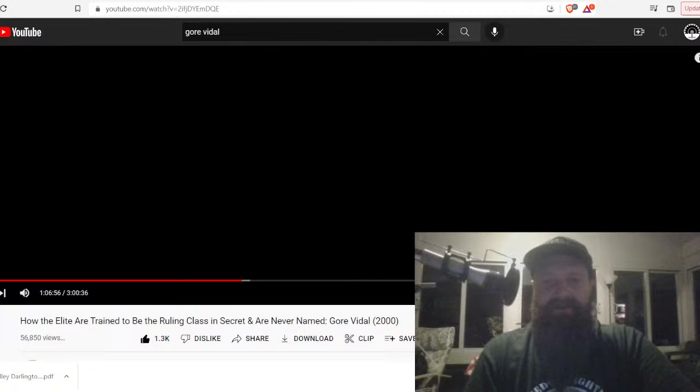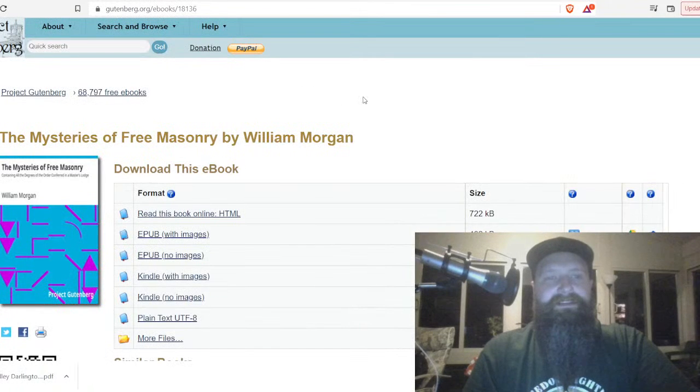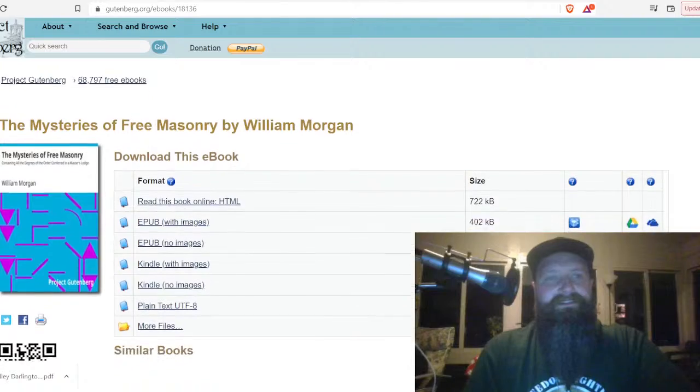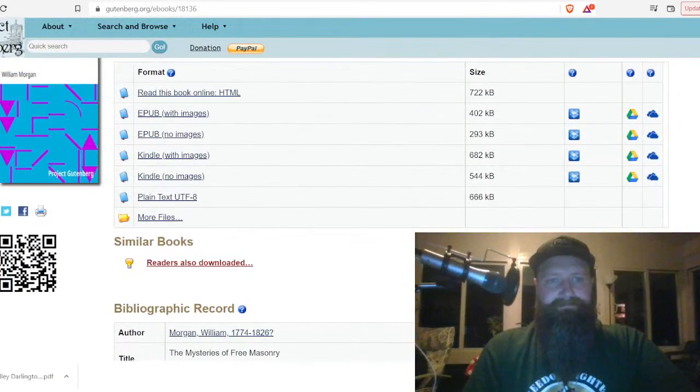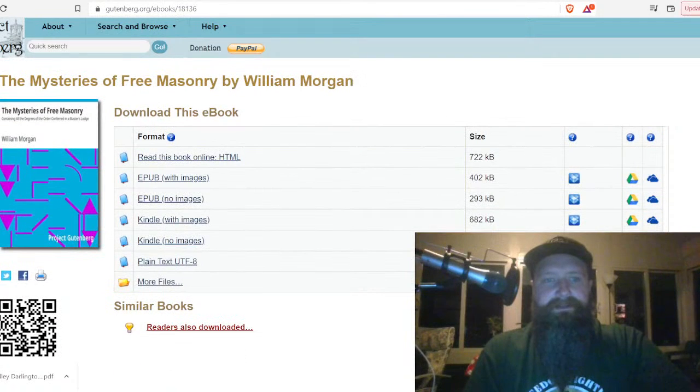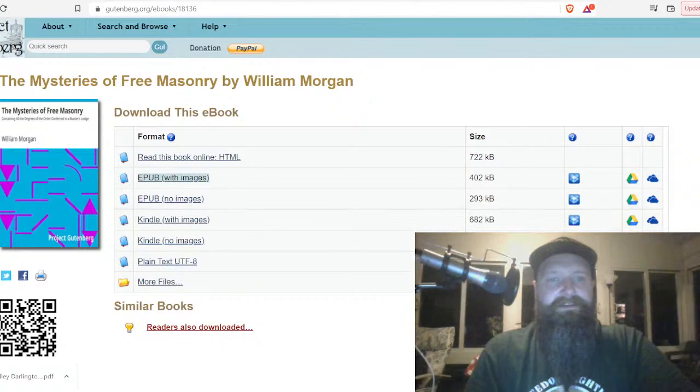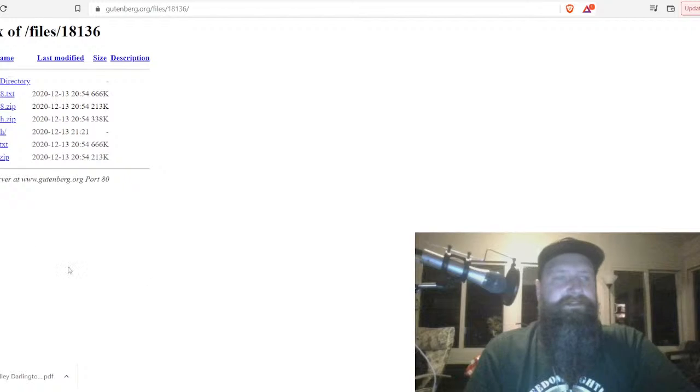Gabriel just posted a Gutenberg.org ebook about the mysteries of Freemasonry by William Morgan. So that sounds pretty interesting to me as well. So this is pretty cool. Project Gutenberg. Kindle, EPUB with images. You can read the book online. Let's see. Send to Dropbox. Send to other stuff. Can I just download it? EPUB with images. More files. What kind of files you got there?